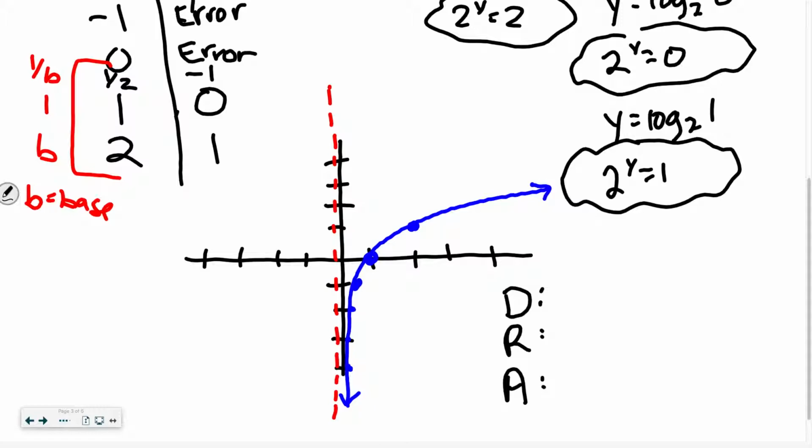What do you say about my domain? X is greater than 0. Can we put in 0? Nope. We tried. It will never work. So x is greater than 0. What would you say about your range? All real numbers. And your asymptote? X equals 0.